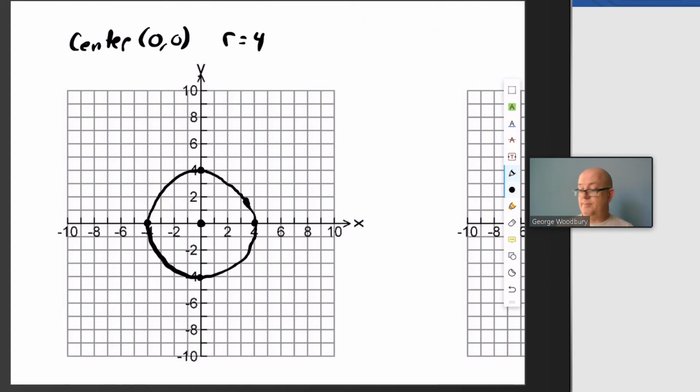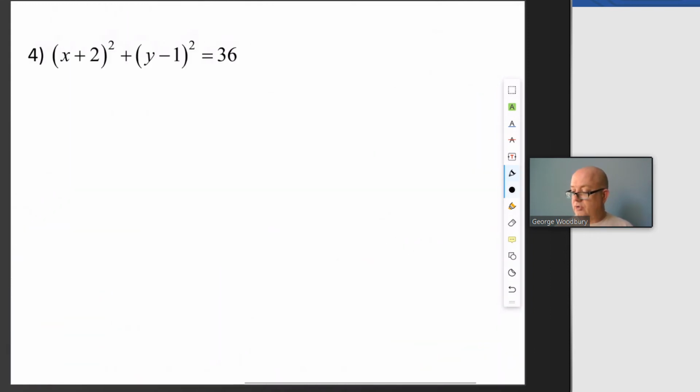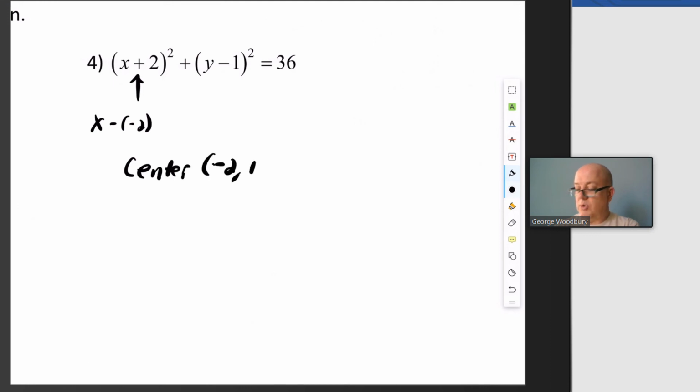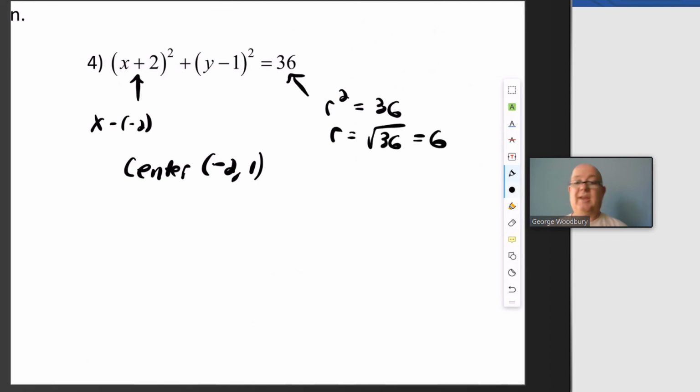Let's try another one. This time we've got a circle of this form. (x plus 2) quantity squared plus (y minus 1) quantity squared equals 36. So x plus 2 is really the same as x minus negative 2. And so the center here is (negative 2, 1). What you want to look for is what's being subtracted from x and y. And here that was negative 2 and 1. r squared is 36. That tells us the radius is the square root of 36, and that's equal to 6.